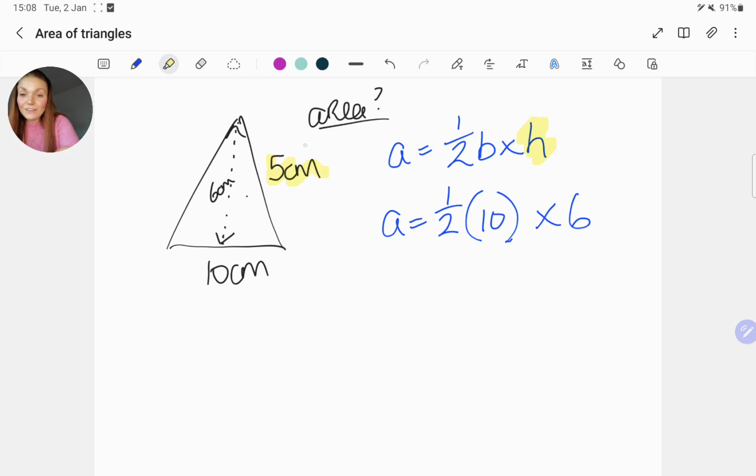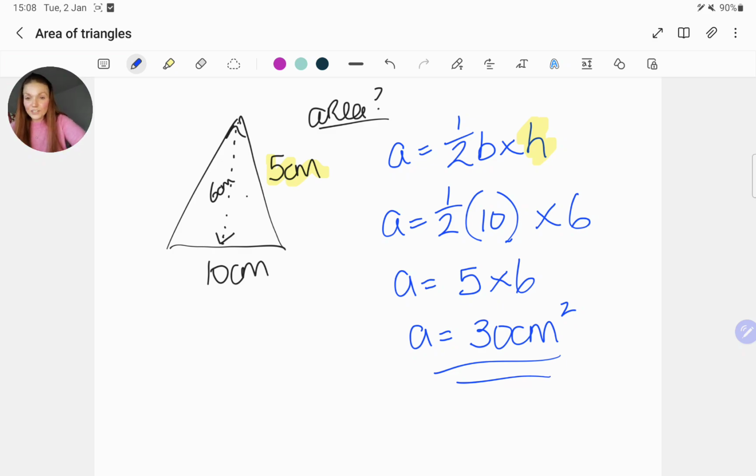See this little 5? That's like a wee distractor, so do not get caught up by that 5. So then area equals half of 10, which is 5, times our 6. So area equals 30. Is that my answer? No, I have to remember my units. 30 centimeters squared. And that's your answer.